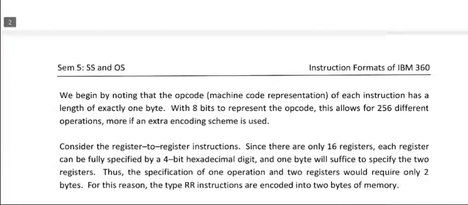Now if you consider the register to register transfer instructions, since there are only 16 registers, each register can be fully specified by a 4-bit hexadecimal digit, and 1 byte will suffice to specify the 2 registers. Thus, the specification of 1 operation and 2 registers would require only 2 bytes. That is why the register to register transfers require only 2 bytes of memory.